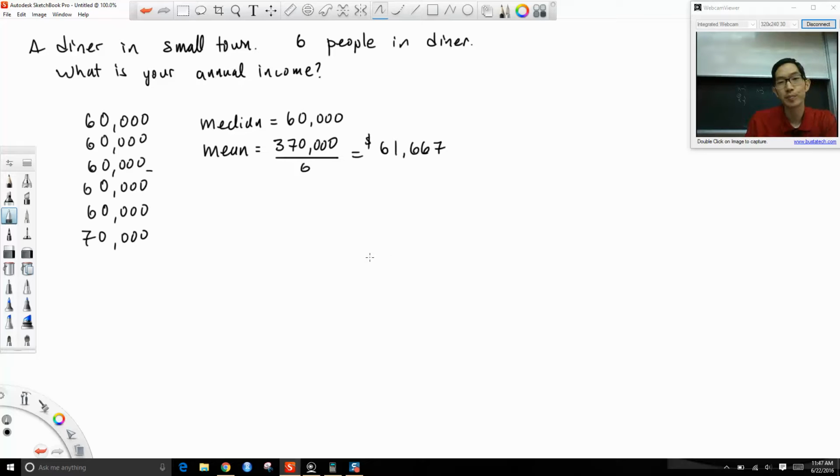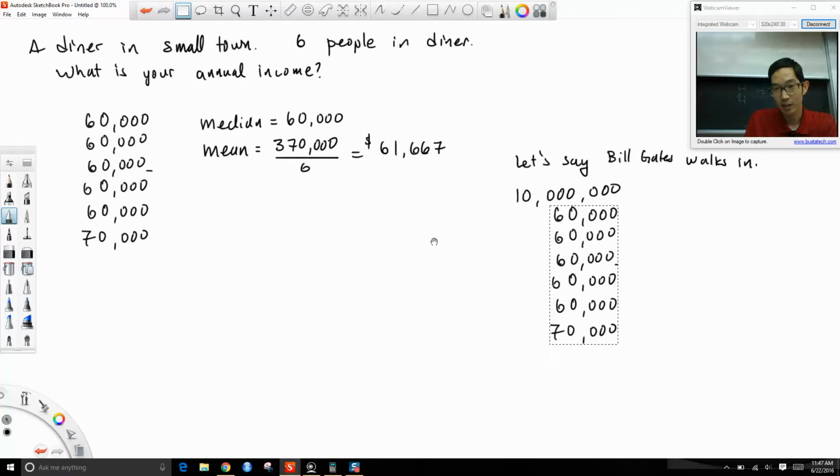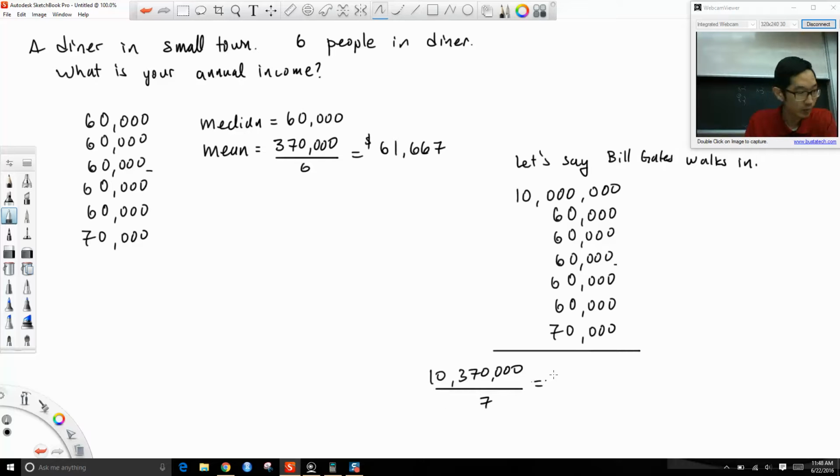All right, let's say a rich person walks in, Bill Gates. I have no idea how much money he makes. Let's say he makes 10 million a year. Okay, and then we copy. So now there's 7 people in the diner, and these are their incomes. If I were to add all of these up now, our total income would be 10,370,000, and I would divide this by 7, and our mean income would be $1,481,429, okay?